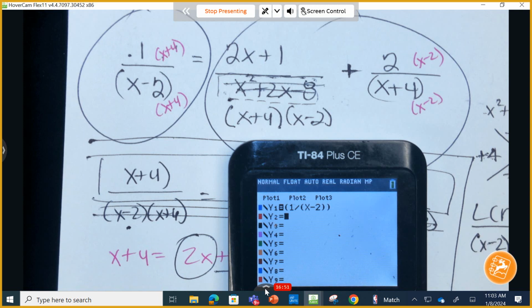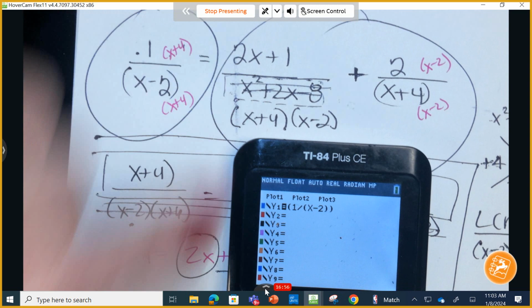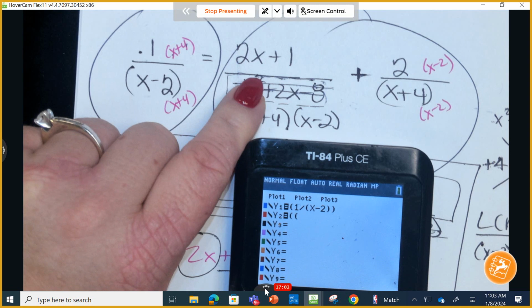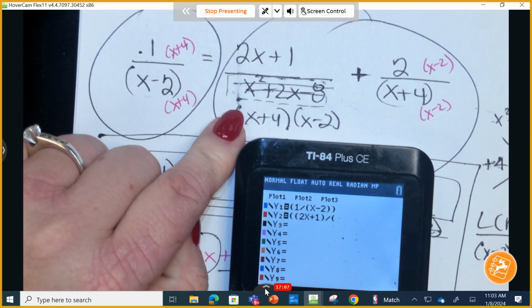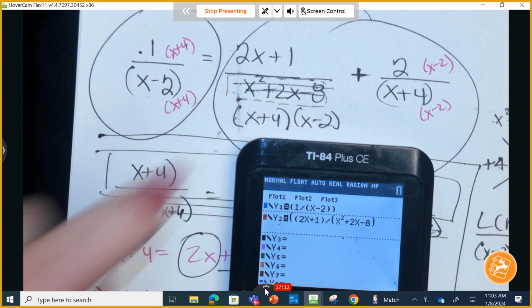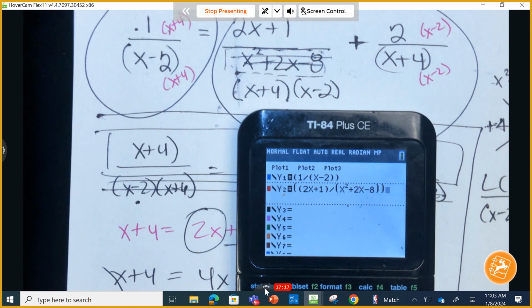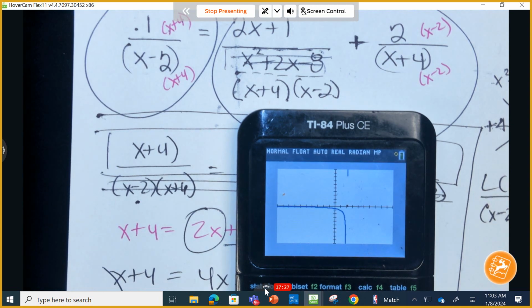Okay, now let's look at the right-hand side. On the right-hand side, this is the tricky one. Because there's more than one term, I need to put an extra parenthesis around 2x plus 1 divided by, the original was x squared plus 2x minus 8. And then I still have to add the second parenthesis, plus 2 divided by x plus 4. And now I can graph it, and let's see where it intersects.